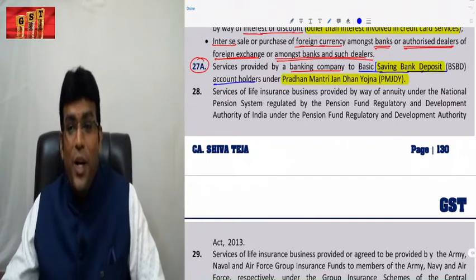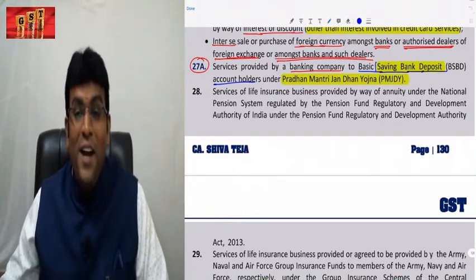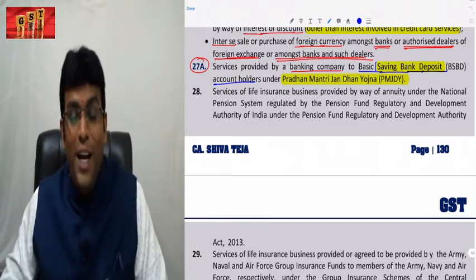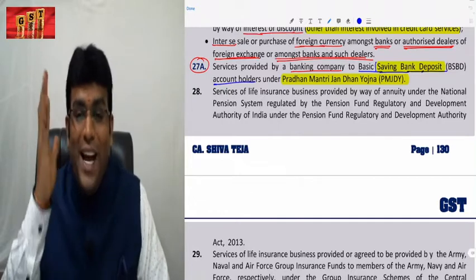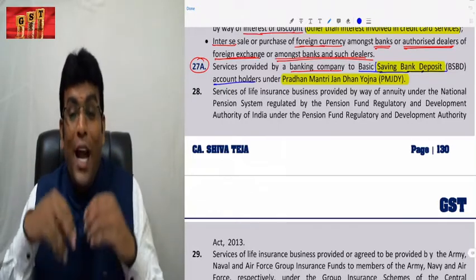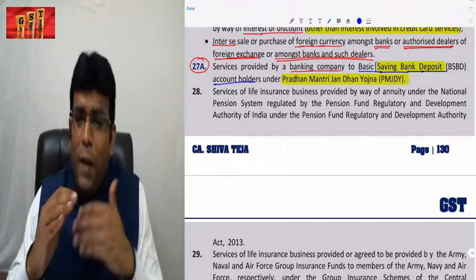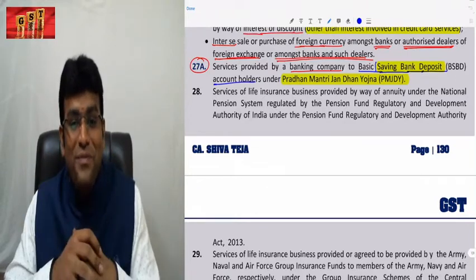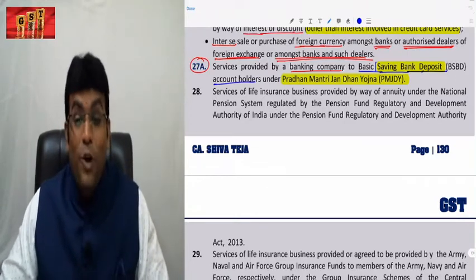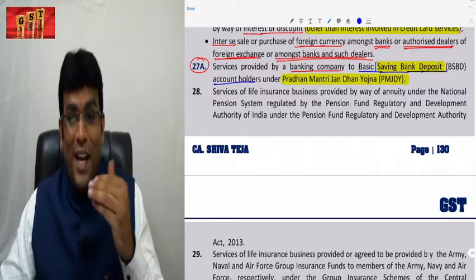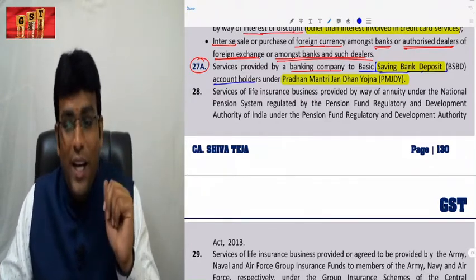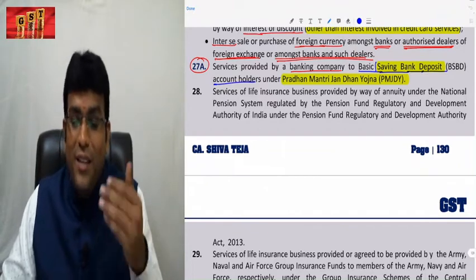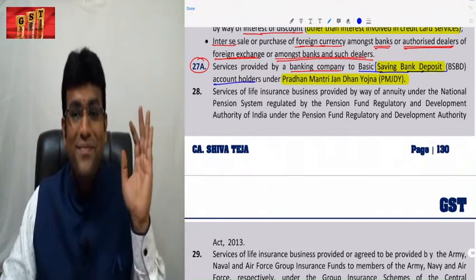You would have heard this word called Pradhan Mantri Jan Dhan Yojana. That is a scheme formed by central government where they were opening bank accounts for people in rural areas. The whole idea was making sure that every person will have a bank account so that we will promote digital India. So services provided by banking company to basic savings bank account holders under Pradhan Mantri Jan Dhan Yojana will be exempt.